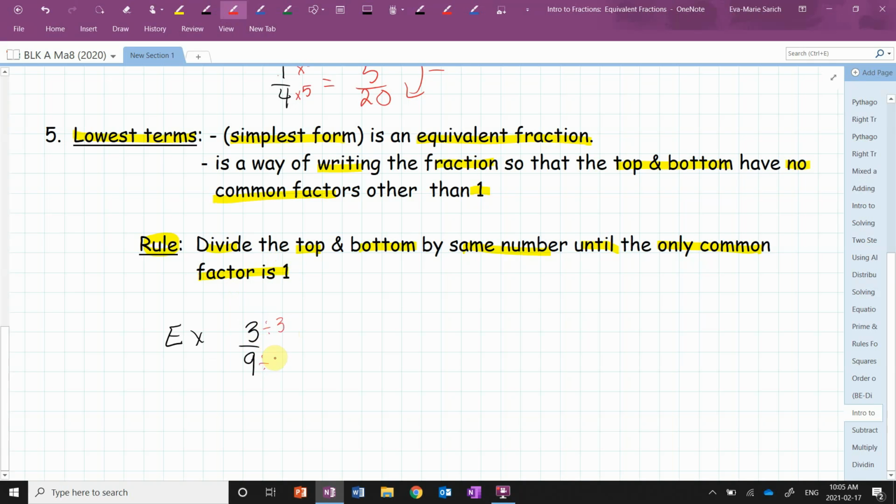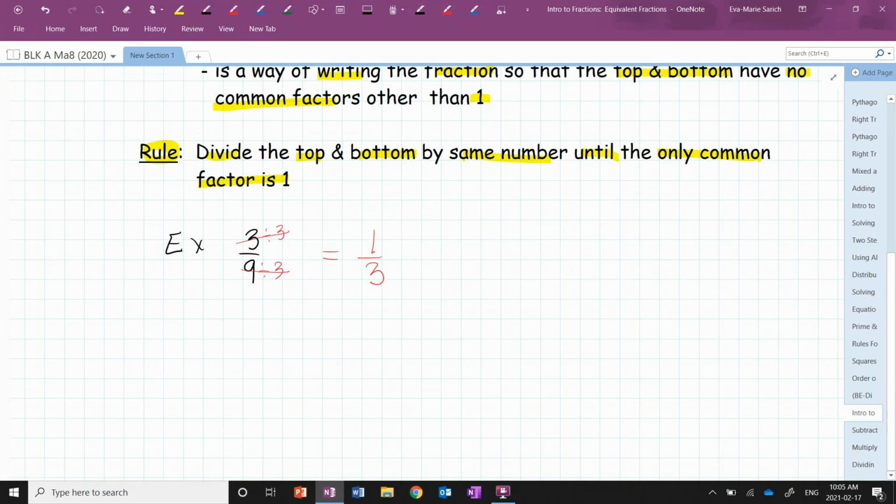And that's also true for the bottom. The bottom will also divide by 3. So 3 divides by 3 to give you 1, and 9 divides by 3 to give you 3. So this is the lowest term possible for that fraction, because 1 can't go any lower. Okay? Now, sometimes we're given a fraction that is a lot bigger, and it may take a number of times to reduce this to as low as possible.